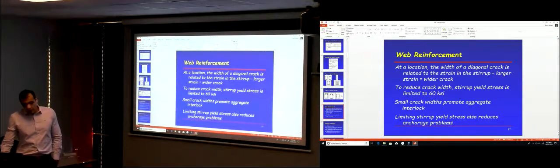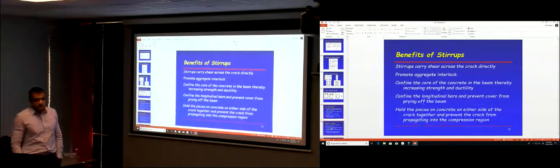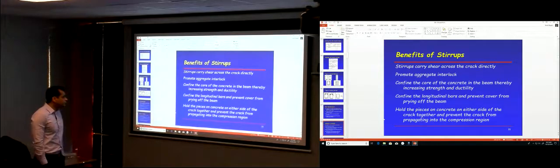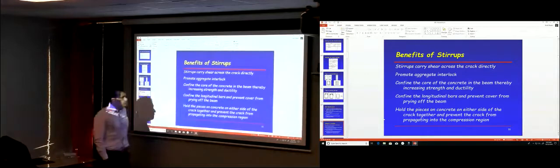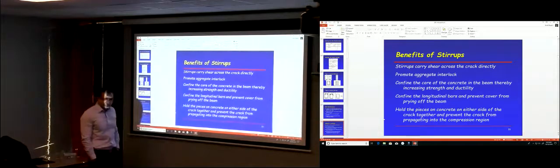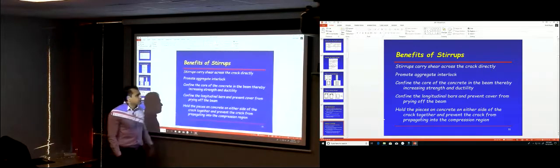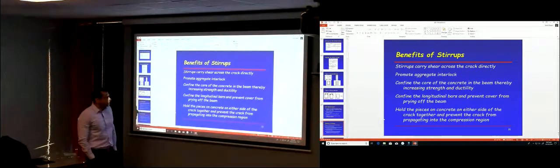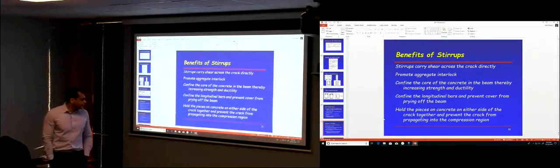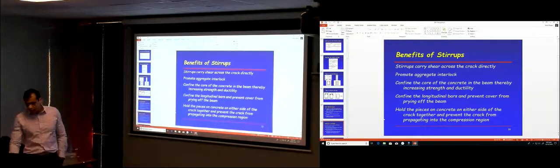Okay. Here are some benefits of using those stirrups, not only to carry the shear, but it also promotes the aggregate interlock. It confines the core of the concrete, okay, so that it increases the strain capacity of the concrete itself in terms of bending, okay. It confines the longitudinal bars and prevents cover from breaking off the beam, and holds the pieces of the concrete on either side of the crack together and prevents the crack from propagating in the compression zone. Okay.